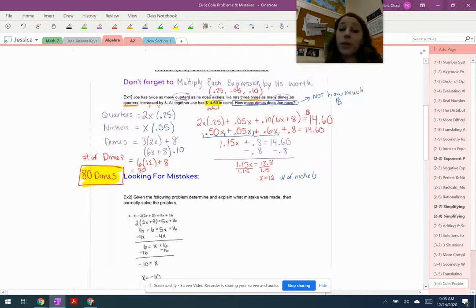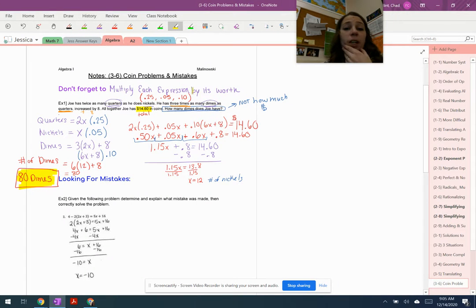So when you're doing these coin problems, don't forget to multiply each expression by its worth. Don't forget the worth.